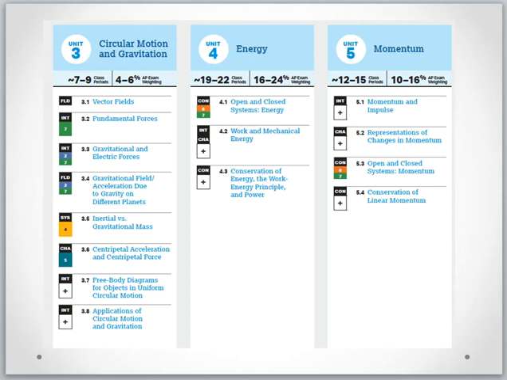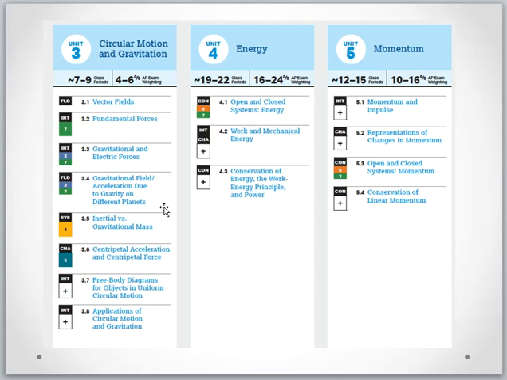Unit number 3, circular motion and gravitation. This is where we looked at vector fields, fundamental forces, gravitational and electric forces. We just covered that not too long ago. Gravitational field, inertial and gravitational mass. Free body diagrams, you definitely need to know how to do that. Applications of circular motion and gravitation.